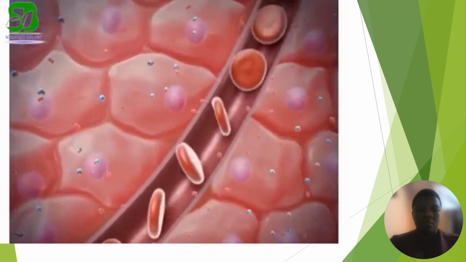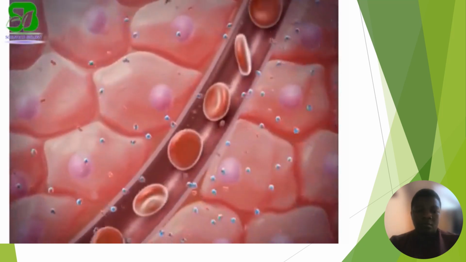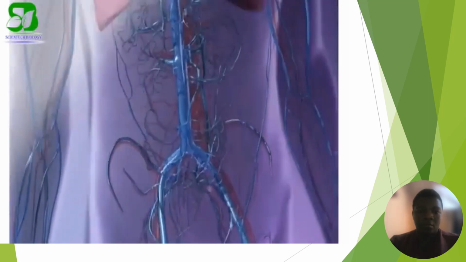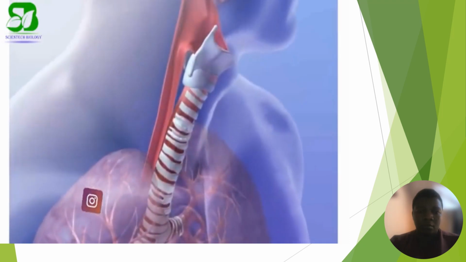Meanwhile, the waste carbon dioxide diffuses into the bloodstream, where it is carried inside the RBCs and plasma. Now, the deoxygenated blood travels through the vasculature and back to the lungs, where carbon dioxide is expelled out from the body.